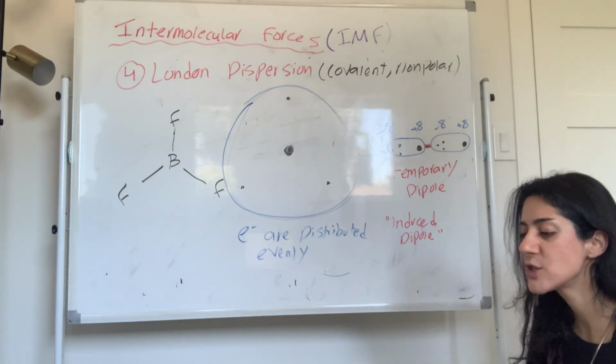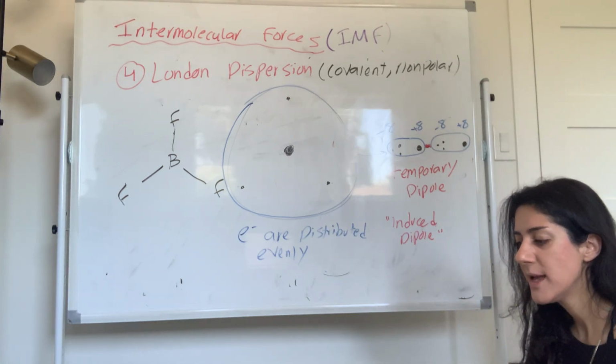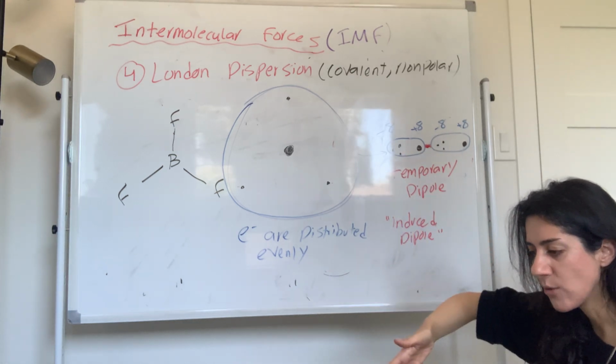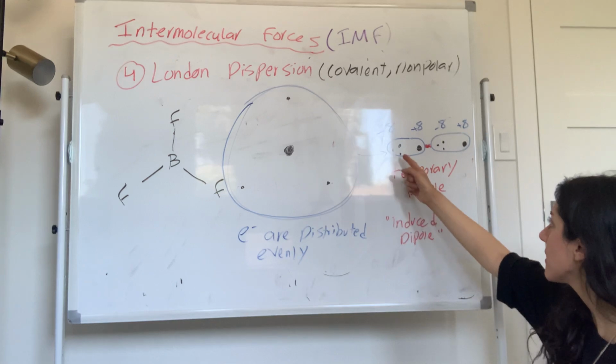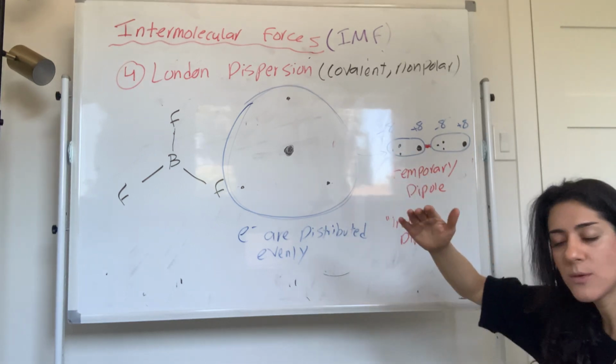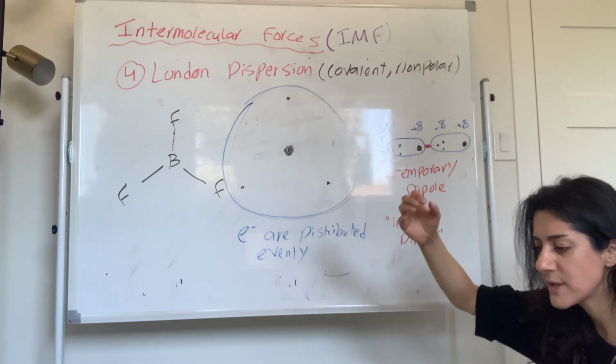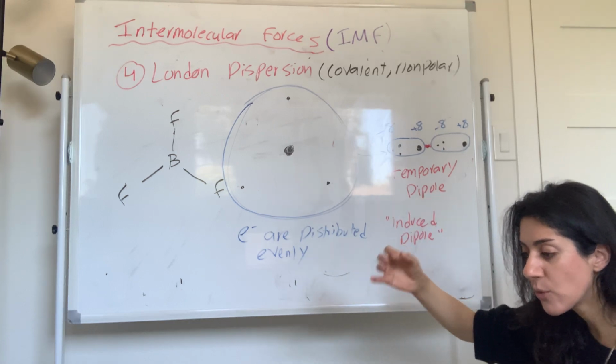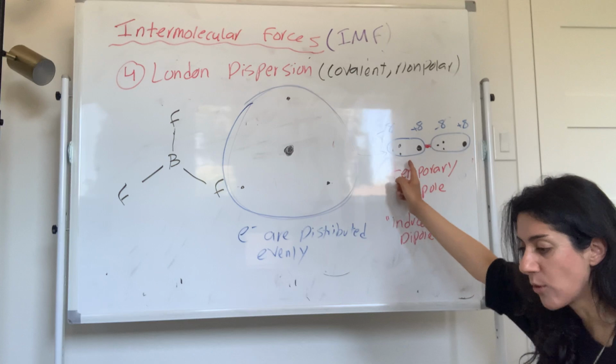Now sometimes by chance, temporarily, they gather on one side of the molecule. And when that happens, you see that? So once in a while, they're going to gather on one side of the molecule. Temporarily, they're going to create this dipole.